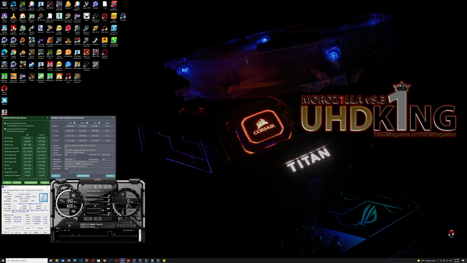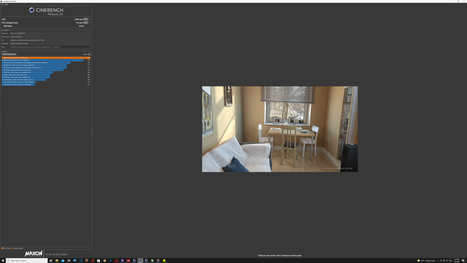Let me go ahead and close this. We're going to reopen this just in case. Let's start with the R20, the newer benchmark for the newer versions of Cinebench, or the newer versions of the Cinema 4D application for 3D artists.